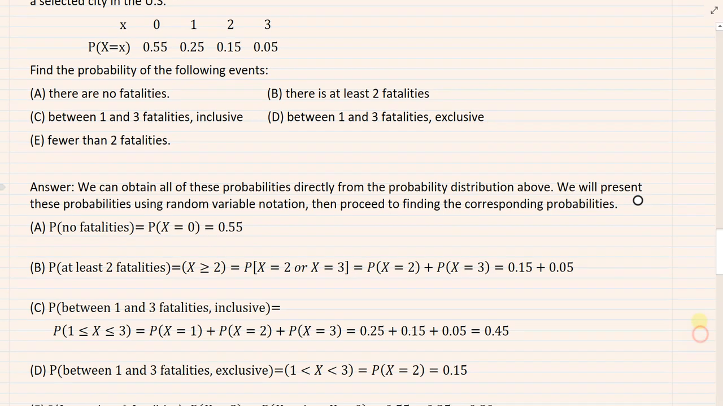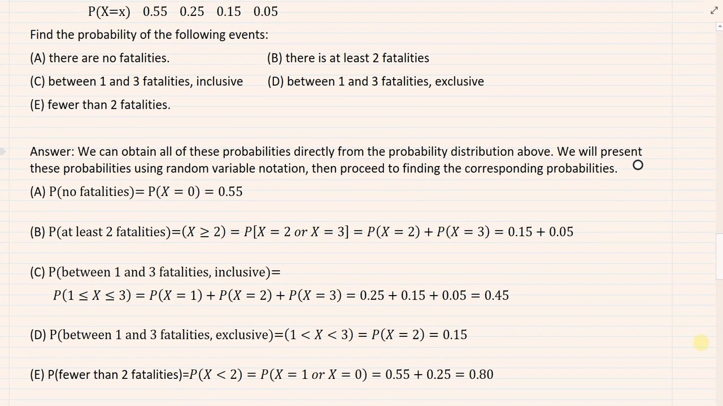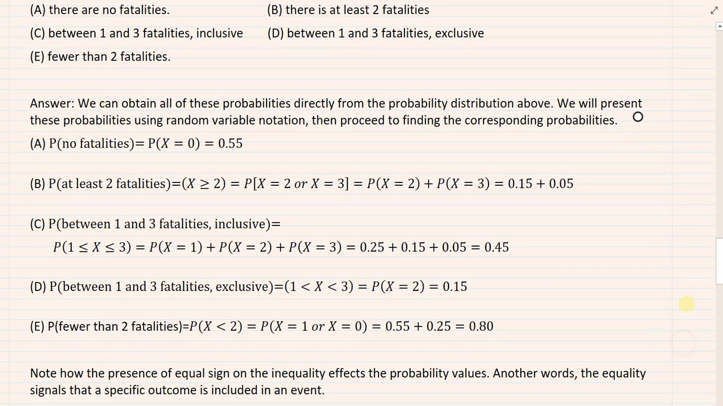And we go to part E, probability fewer than 2. Now again, fewer than 2 means 1 or 0. And that's directly from the table. We obtain that to be 80%. Now, let me continue on.